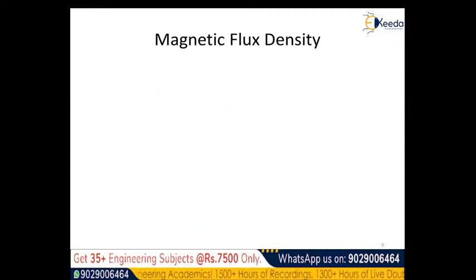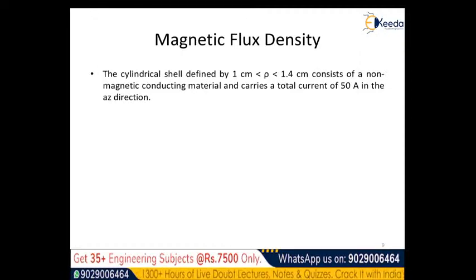So here it goes for the second problem, where again the conductor is of the cylindrical shape. The problem statement starts with the cylindrical shell defined by rho greater than 1 centimeter and less than 1.4 centimeter, consists of a non-magnetic conducting material and carries a total current of 50 ampere in the AZ direction. Find the total magnetic flux crossing the plane phi is equal to 0 and z is greater than 0 but less than 1.